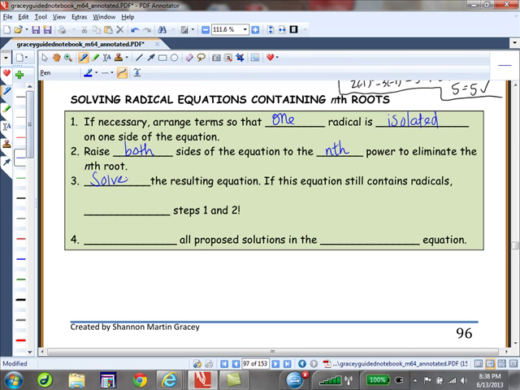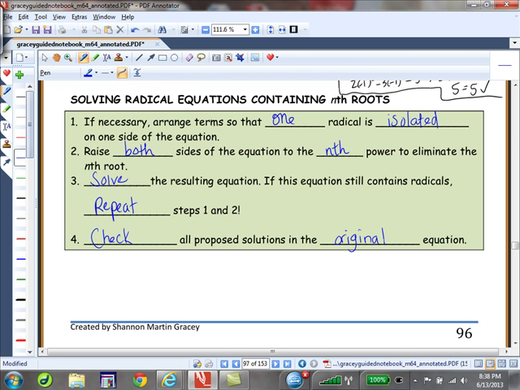If the equation still contains radicals, you have to simplify and then repeat steps 1 and 2. And then this is very important. You do need to check all proposed solutions in the original equation.